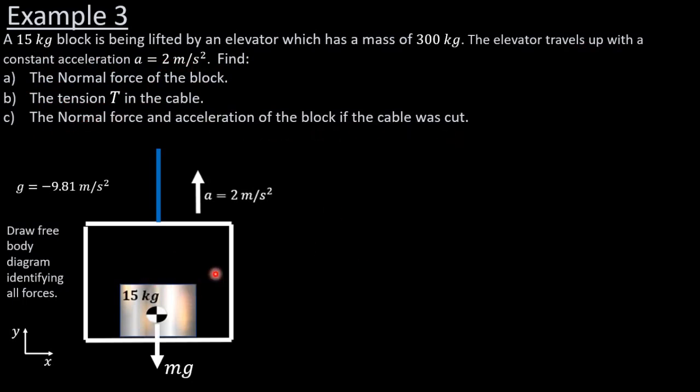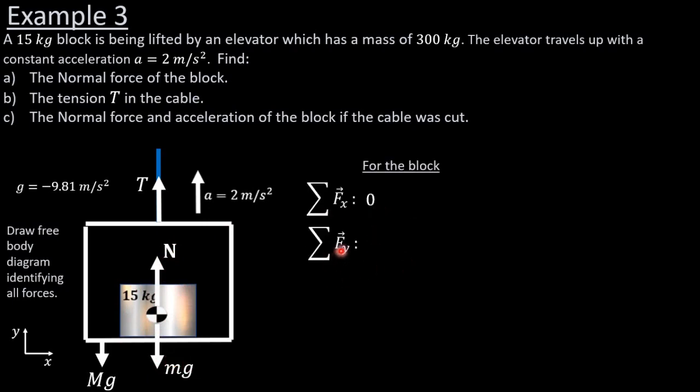Okay, so isolate the two masses and draw our free body diagram. So for this block here, we're going to have mg acting down, and I'm going to say small m is the mass of that block, so 15 kilograms, and we have the normal force acting in this direction here. And there's the weight of the elevator there, and there's the tension in the cable here. So if we wanted to know the net force of the block, we would just do the normal force subtracted by mg.